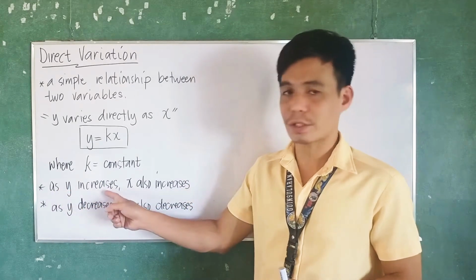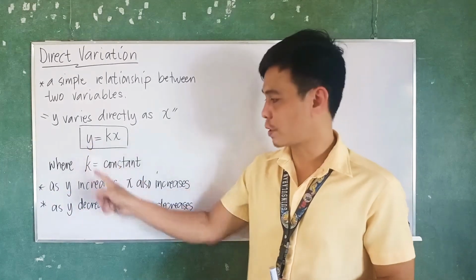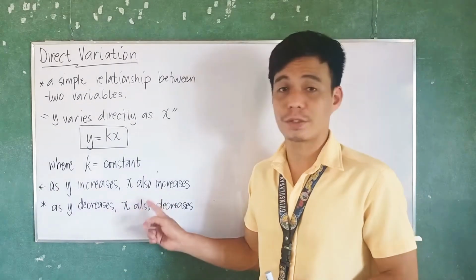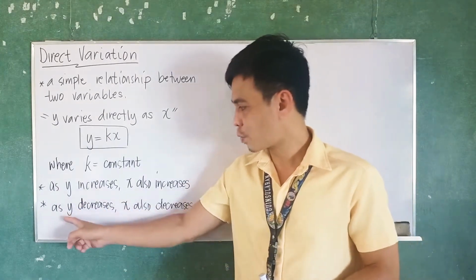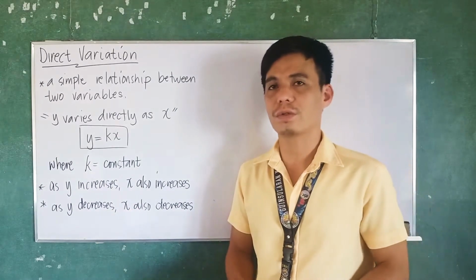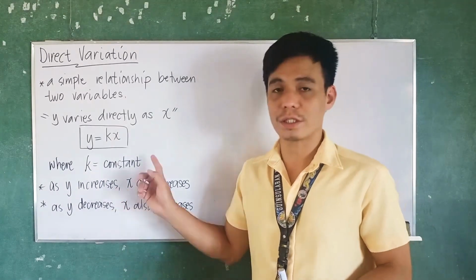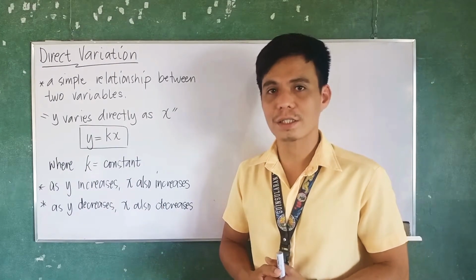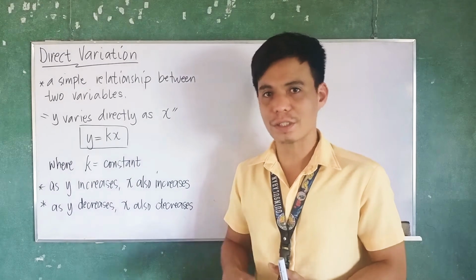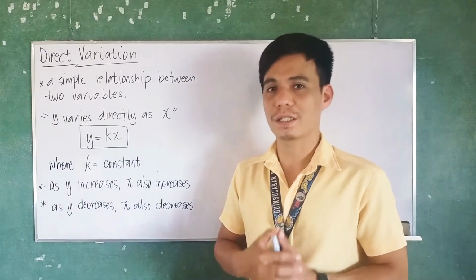As y increases, so pag lumalaki yung value ng y, your x also increases. So tataas din yung value ng x. As y decreases, x also decreases. So nakadepende yung isa dyan. So kung isa tataas, yung isa naman tataas, while the other decreases, yung isa naman decreases.